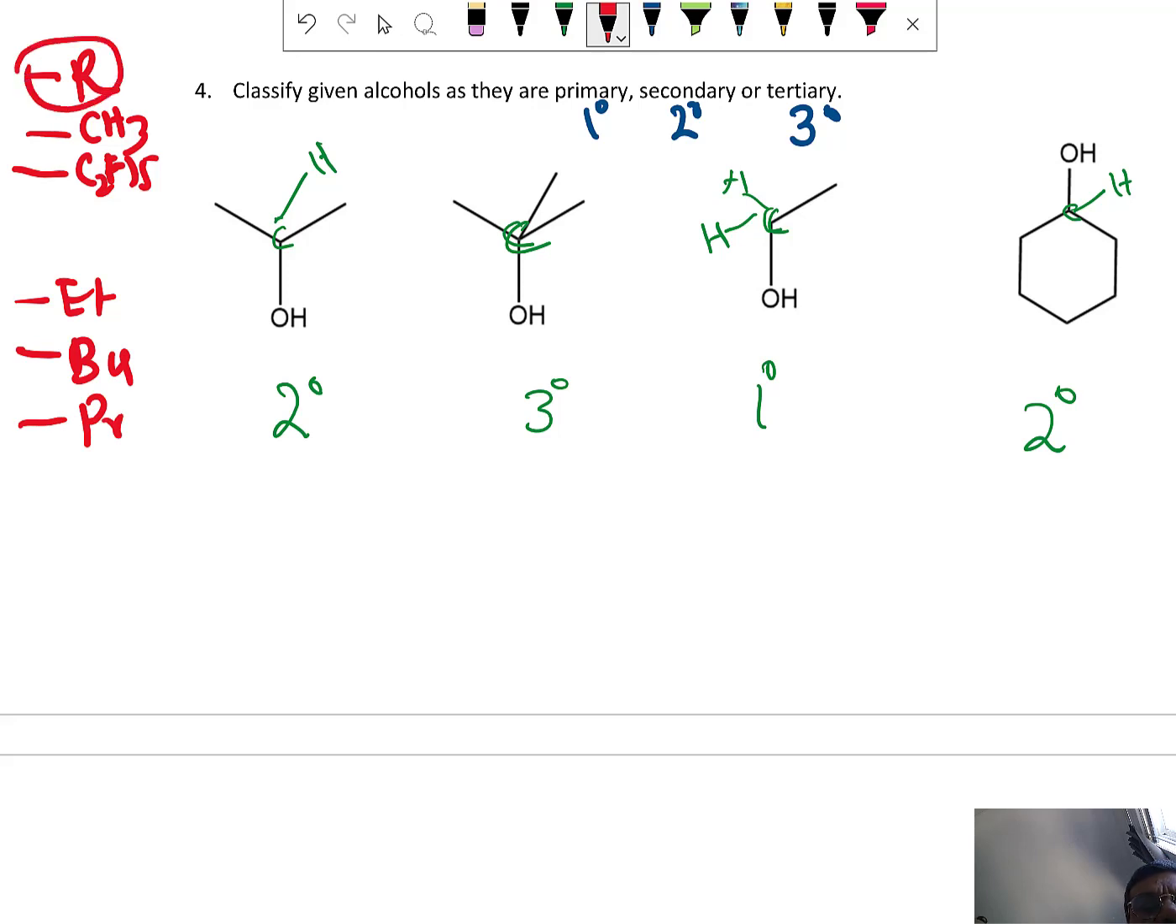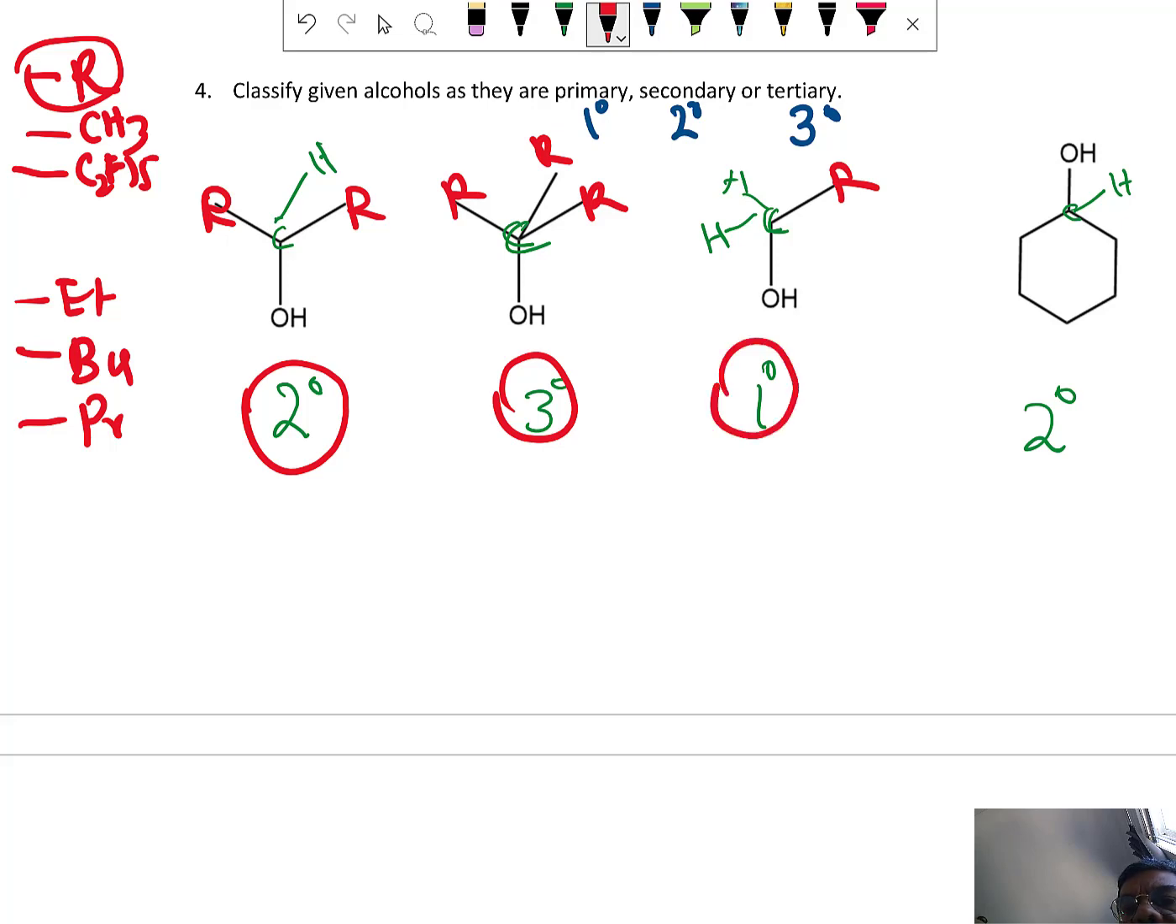You see, without going to CH3, I can say 1 R and another R. When you have 2 R, it's secondary, right? 1 R, another R, another R, then it's tertiary, right? Here is only 1 R because 2 hydrogens are taking the other spot, so it's primary. There's 1 R here and there's 1 R here, so therefore it's secondary.